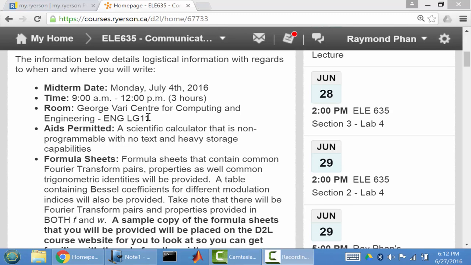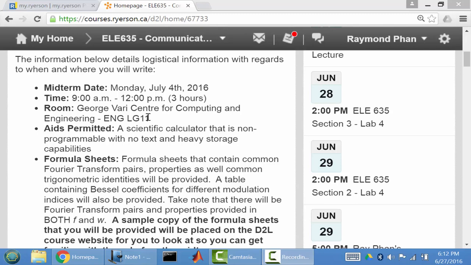There is a sample copy of the final exam formula sheets that will be seen on your final exam online. If you go to the exams section, there is a section under formula sheets. There's going to be a PDF called final exam sample sheets. It's basically the same formula sheets that you've seen for the midterm with the addition of the Bessel tables. That's pretty much the only difference.